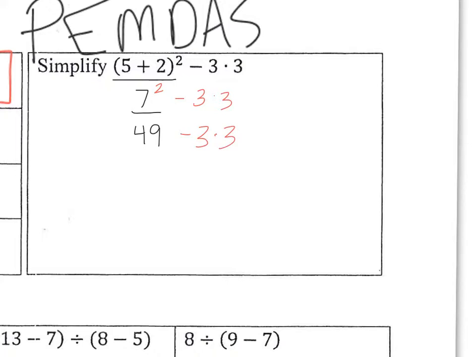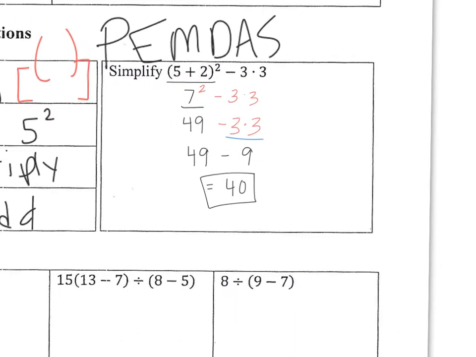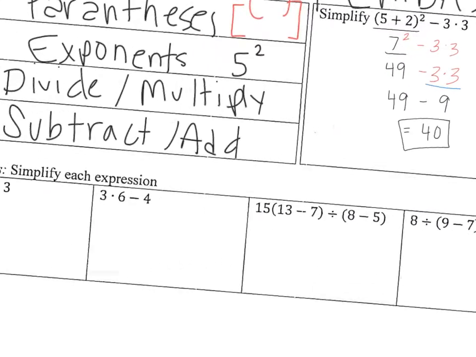The next thing you need to do is divide and multiply from left to right. So here we have multiply. So this is going to be 49 minus 9. So the answer is 40, and you want to box your answer. So you need to show each step. Okay, make sure you're showing your work.